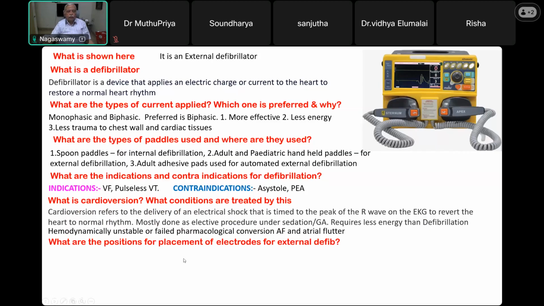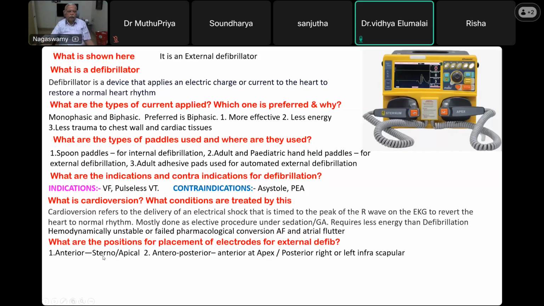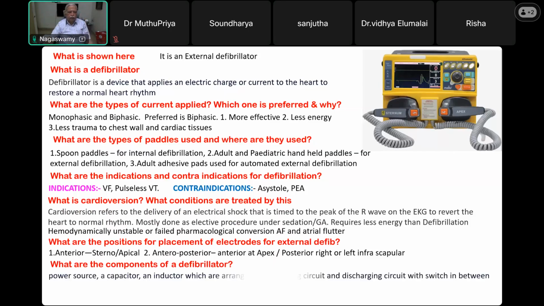What are the positions of placement of electrodes for external defibrillation? Can be anterior, which is called sternal and apical, or anteroposterior, anterior at the apex and posterior at the right or left infrascapular regions. What are the components of a defibrillator? A machine, ECG, capacitor and inductor. It has a charging unit and a delivering unit. First of all, you can basically divide it into power source, capacitor, inductor, which arranges into charging unit, and discharging unit with a switch in between.